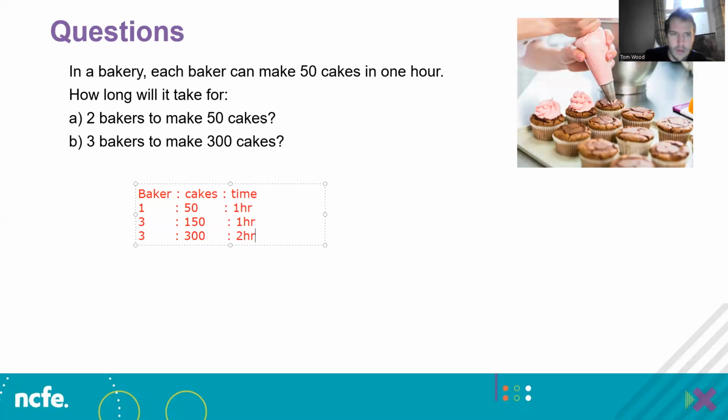What you could view it as well is, if I had one baker, sorry, let's say I'm going to stick with my one baker at the beginning. If he was going to make 300 cakes, it would take him 6 hours. If I then have three times as many people doing this, it will reduce the time taken by three times. So either way you look at it, you end up with the same answer. For three bakers to make 300 cakes, it will take 2 hours.